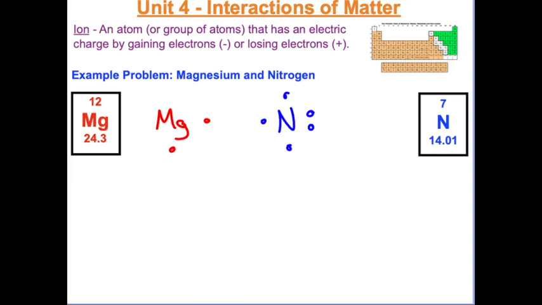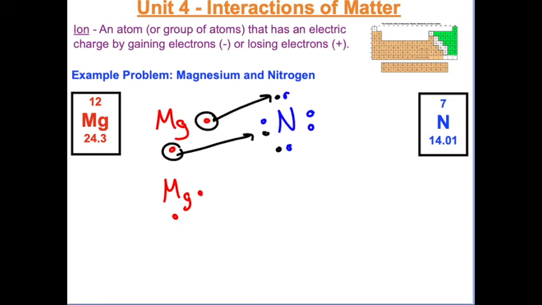Here's another more complicated example: magnesium and nitrogen. Magnesium has 2 valence electrons in the outermost shell. It needs to get rid of those 2. Nitrogen has 5 valence electrons in the outermost shell. It needs to take in 3 more. Nitrogen is the nonmetal and will gain electrons because it has a higher electronegativity. It will take 2 electrons from magnesium, but that only gives it 7. It still needs 1 more.